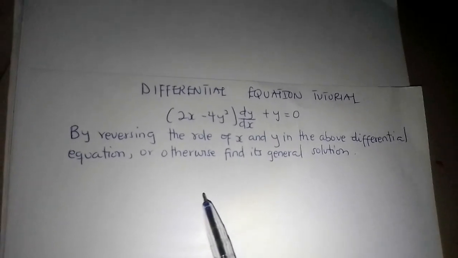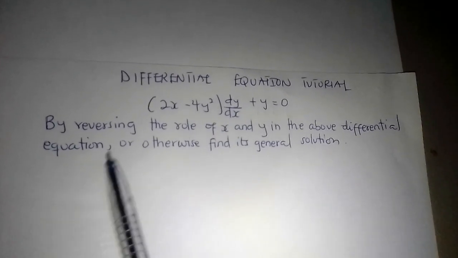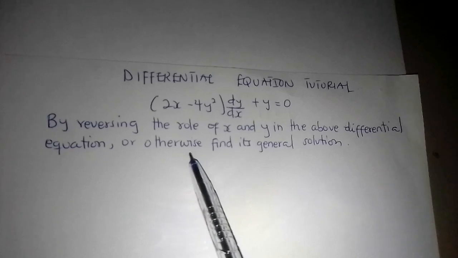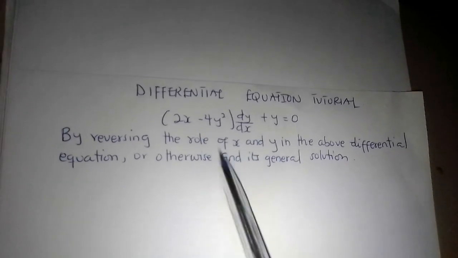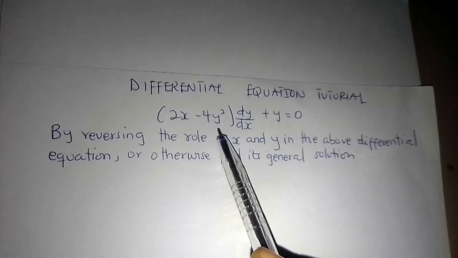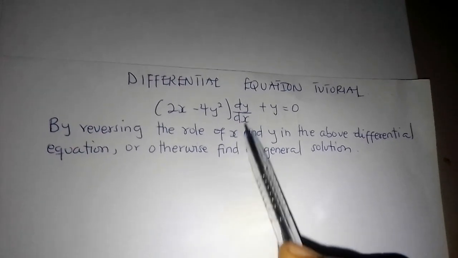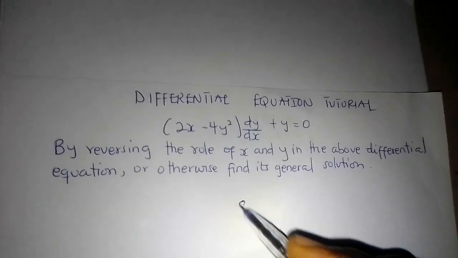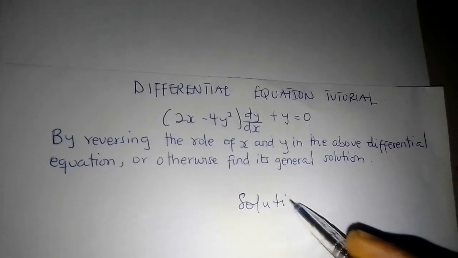So we said we should use, by reversing the role of x and y in the above differential equation or otherwise, find a general solution. So we have (2x minus 4y squared) dy over dx plus y is equal to 0. So let's quickly solve this problem. Kindly watch this video to the end.